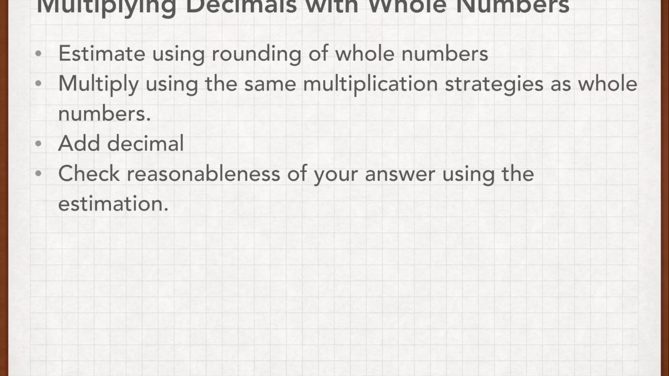So to finish off, we're just going to review multiplying decimals with whole numbers. We first estimate using rounding of the whole numbers. We multiply using the same multiplication strategies as whole numbers. We add our decimal, and then we check our reasonableness of our answer using the estimation. And the other method we have also looked at is checking with a calculator.